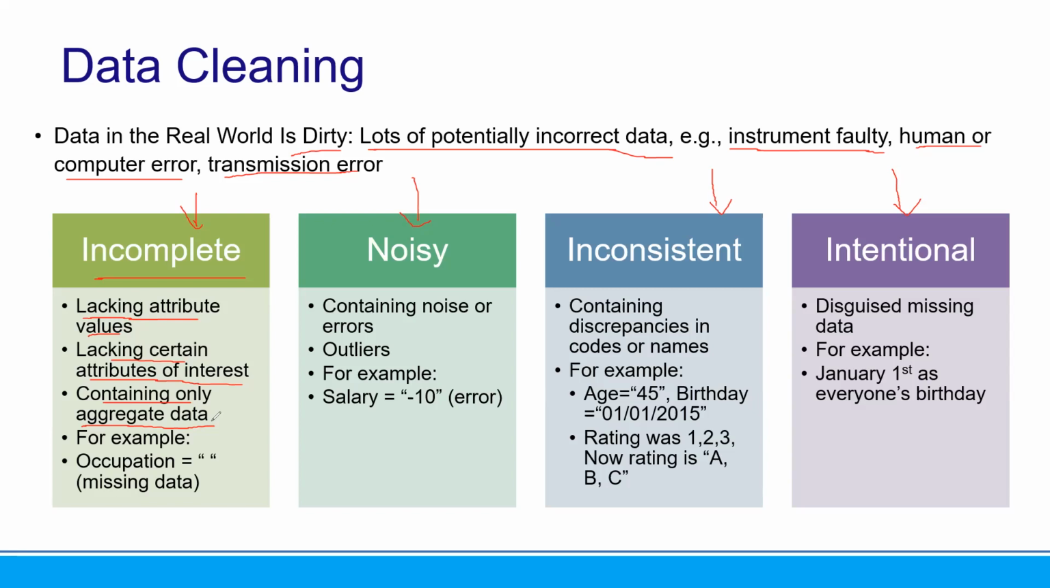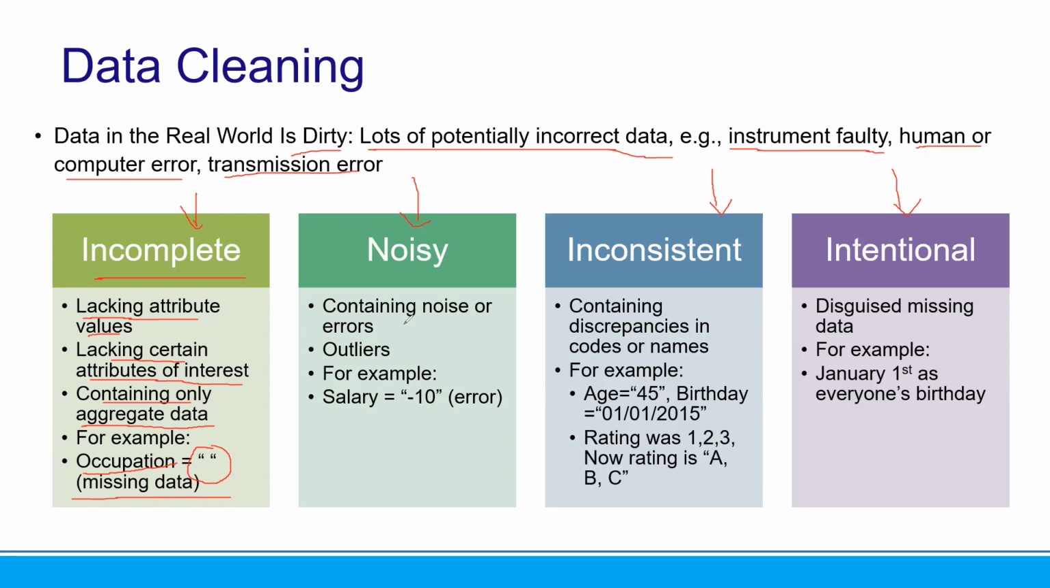Or for example, when you do a questionnaire, you ask the person, what is your occupation? What is your job? But maybe the person does not want to share the job, so he or she keeps it blank as a missing value. So this is a kind of incomplete data.